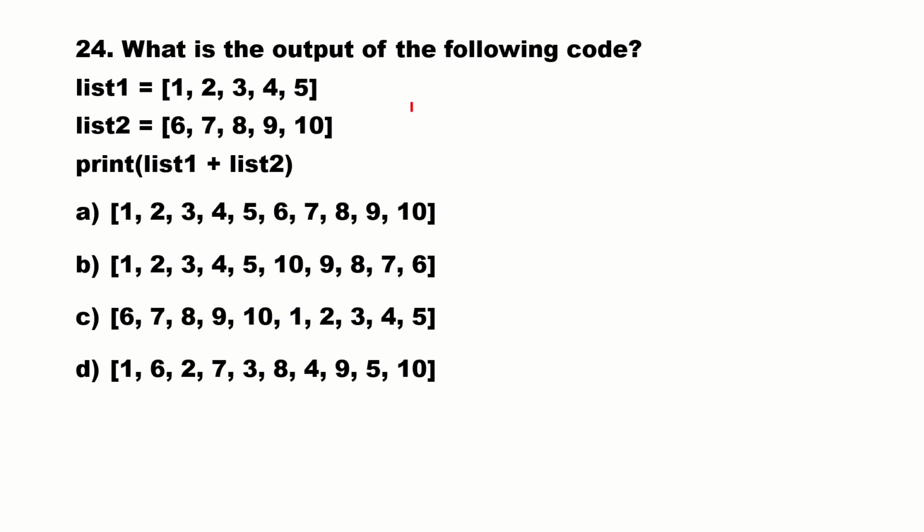Next question. What is the output of the following code? Here two lists are given and asked to print. Can this happen? Yes, this can happen in a list. It joins the two lists together. Which operation are you using? Plus operation, that is addition. Here concatenation can happen: this list plus this list. So the concatenation operator is used to join the two lists here. The two lists will be joined. So the correct option is option A.